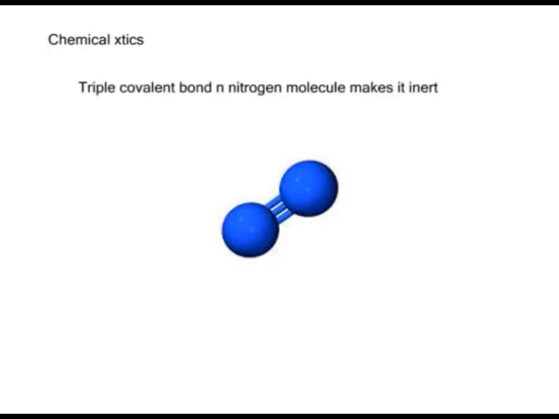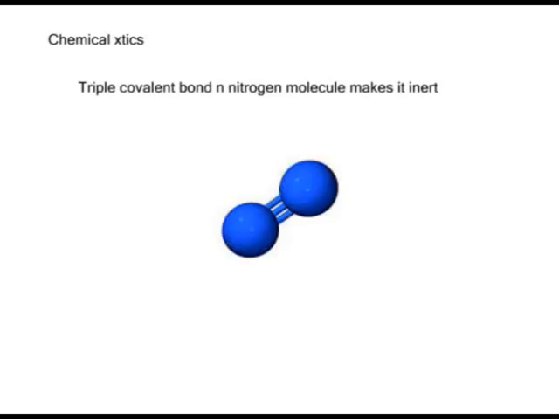Chemically, nitrogen gas is highly inert under ordinary conditions of temperature and pressure. It neither burns nor supports combustion. The inertness is due to the presence of a triple covalent bond between the two nitrogen atoms, forming a nitrogen molecule. The bond is very strong and requires a lot of energy to break.